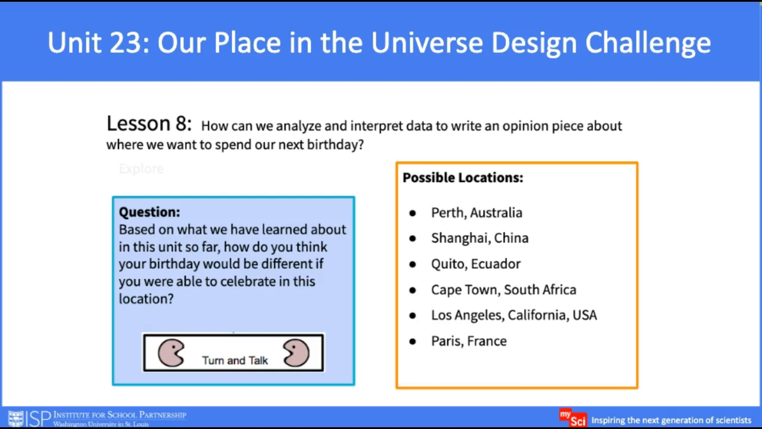The design challenge for this unit is a culminating activity in Lesson 8. Students will gather, represent, and interpret data about sunrise and sunset times, temperature, and time of day for different locations in order to write an opinion piece about where they would prefer to spend their birthday, in the St. Louis area or their chosen location.